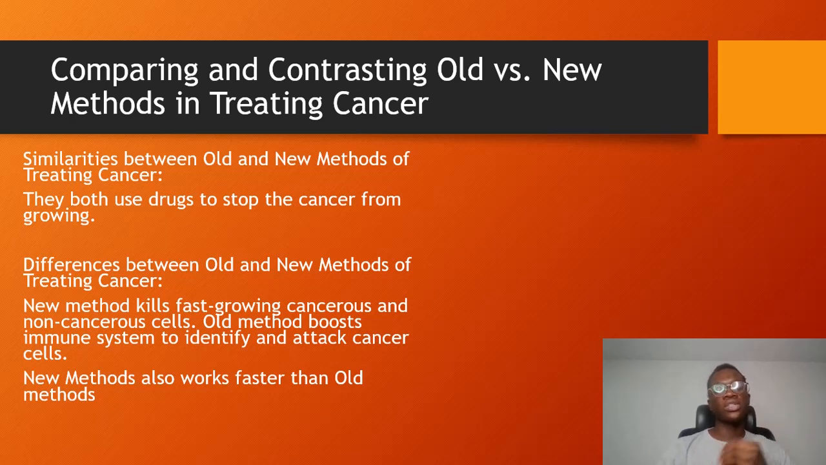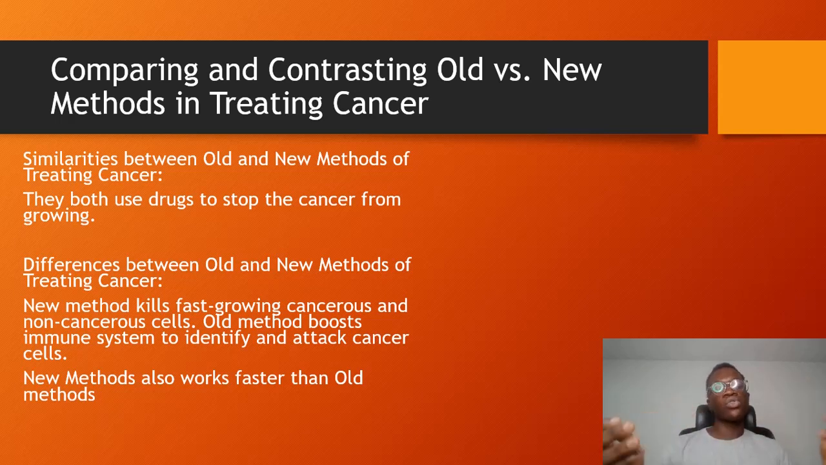Now, differences between old methods and new methods of treating cancer. The new method kills fast-growing cancerous and non-cancerous cells. The old method boosts the immune system to identify and attack cancer cells. An example of an old method is immunotherapy, and an example of a new method is chemotherapy. Immunotherapy boosts the immune system to identify cancer cells in the body and attack them, while chemotherapy is straight up and fast: it just goes and kills the fast-growing cancerous and non-cancerous cells.